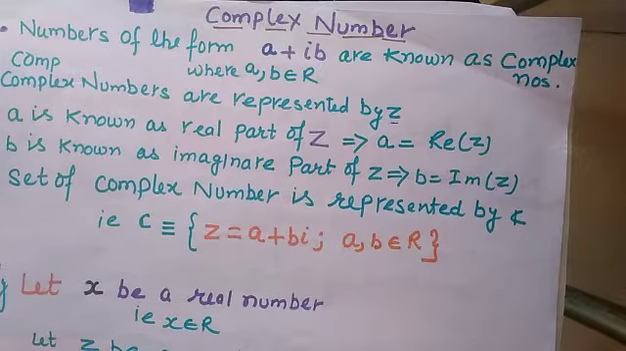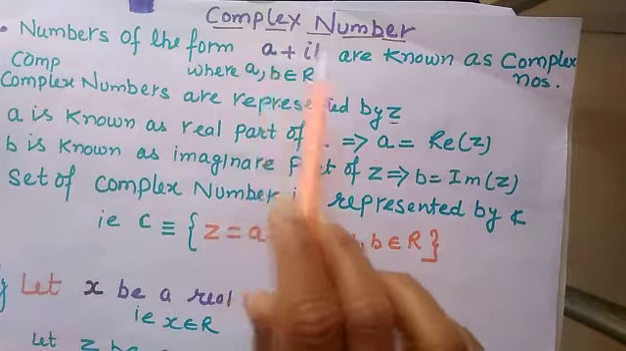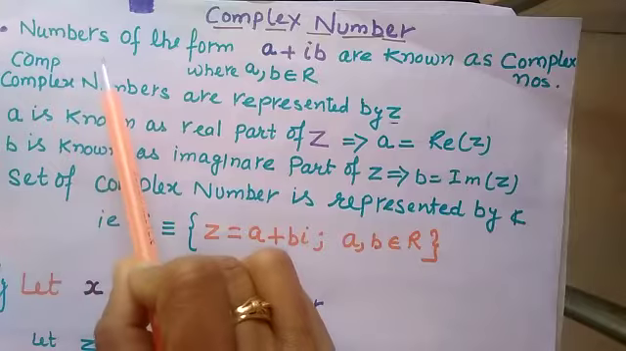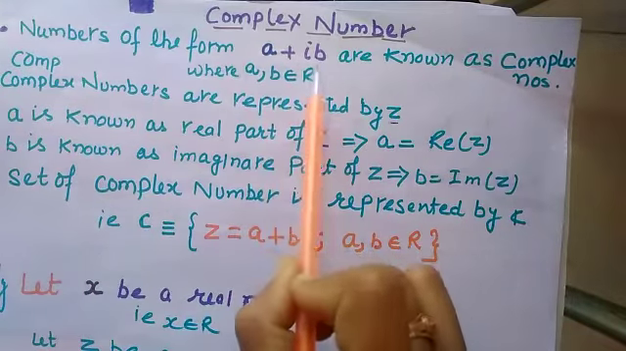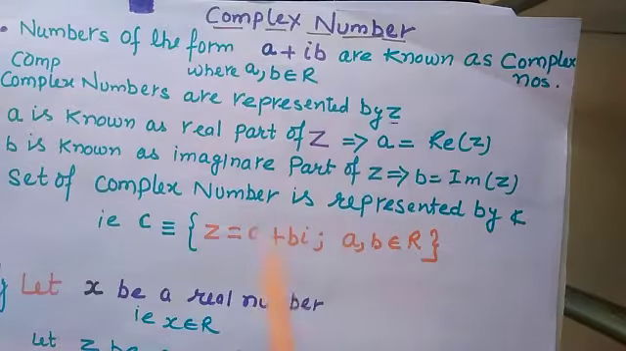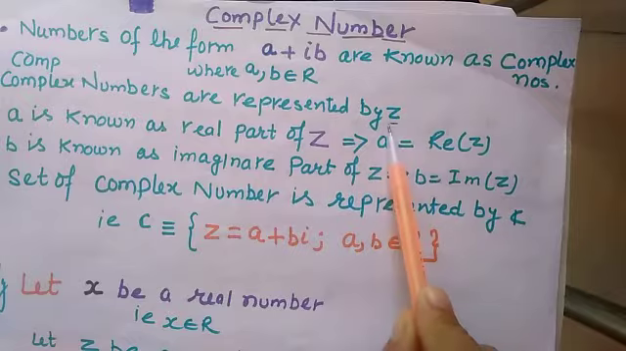So in this lecture, let's read about the complex number. Complex numbers are represented in the form of a plus iota b. a and b both are real numbers. Complex numbers are represented by z. Mathematicians represent the complex number with the z.